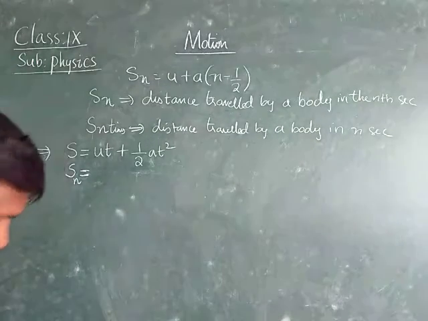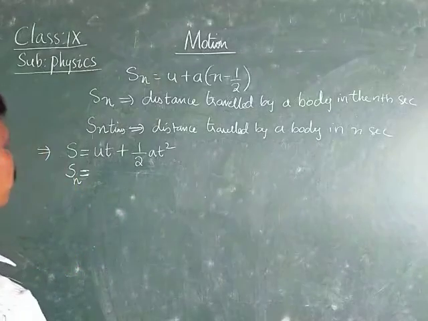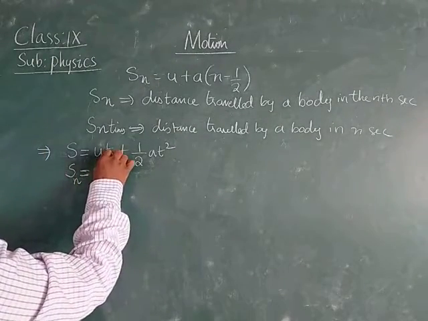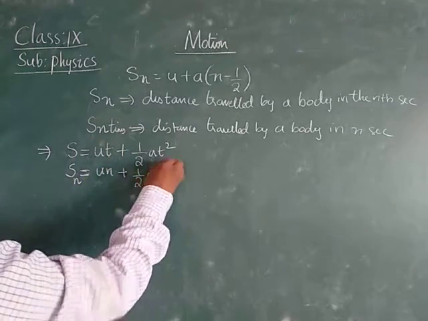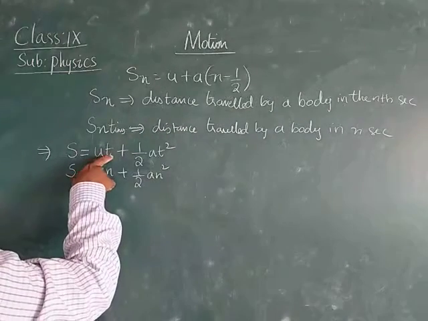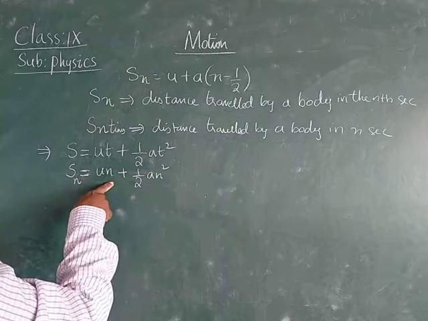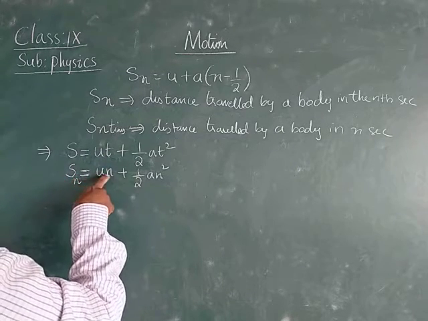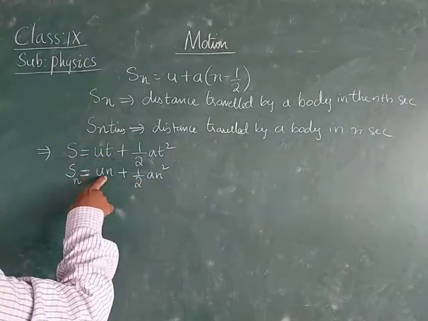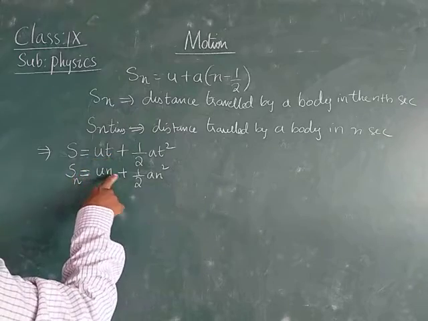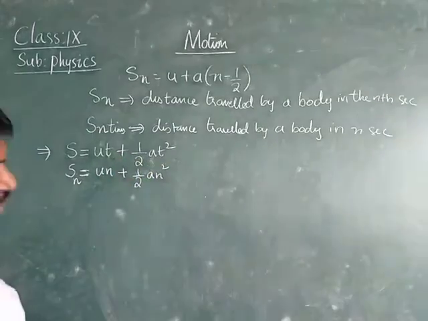Sn is equal to, just replace the time t with n: un + ½an². Just replace the letter t, that is time, by n, whereas n is also a time. Therefore, in the place of t, you substitute n: u into n plus ½ a into n squared. un + ½an².